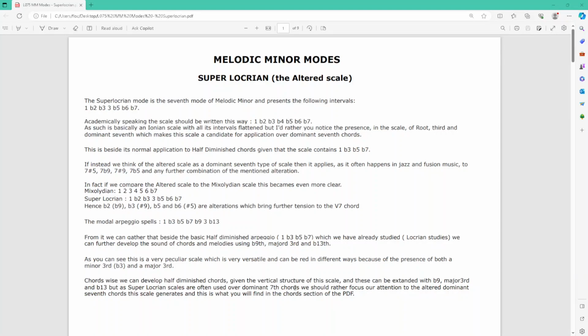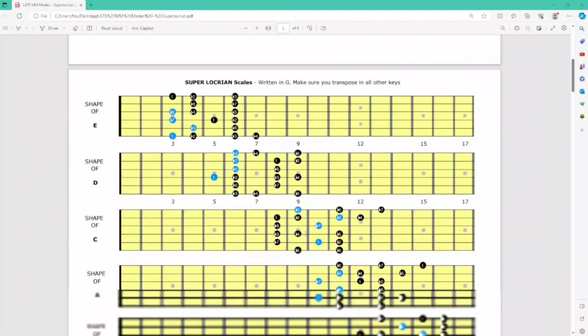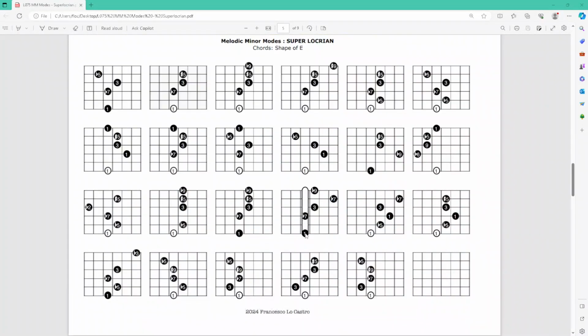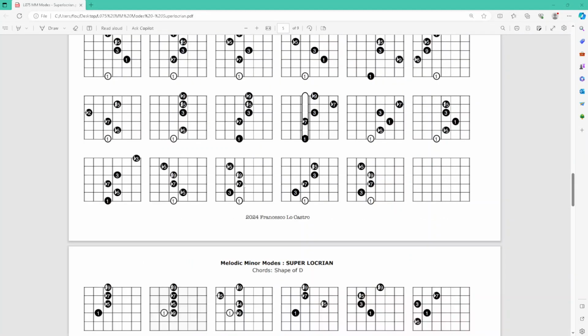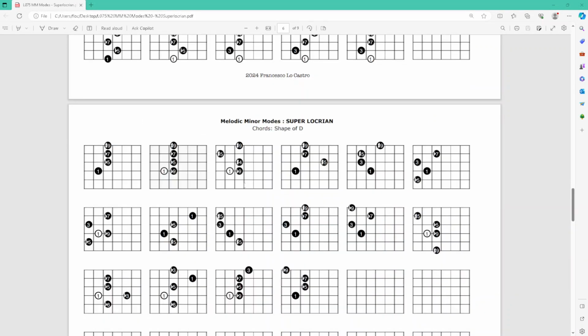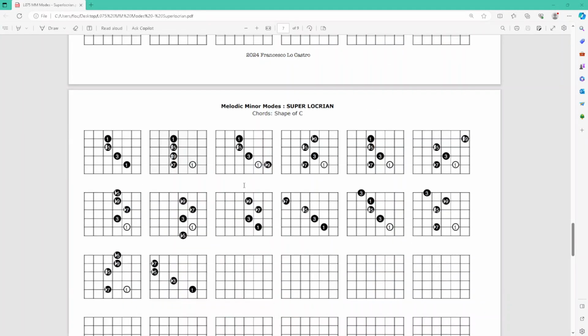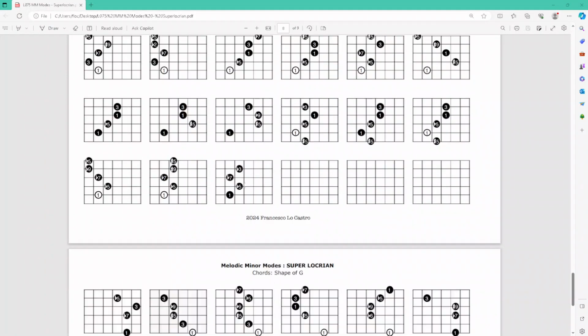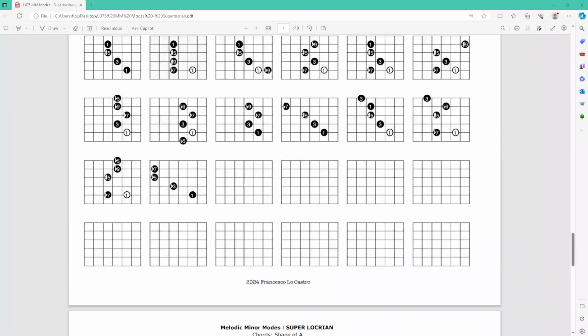And this is what you will find in the chord sections of the PDF. What that means is that once you go to the chords, down here you'll see there are a lot of dominant 7 chords rather than half diminished chords, with sharp 5, flat 9, all sorts of alterations. And obviously you will have it for each system shape. So this is the shape of D, shape of C, shape of A, and shape of G.